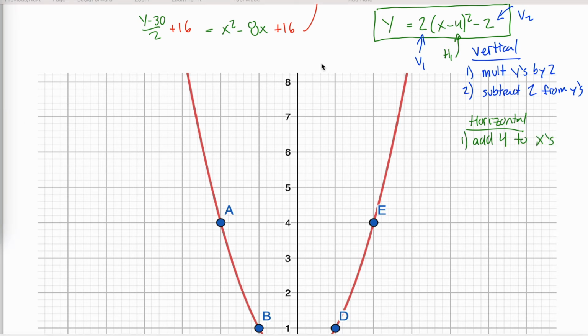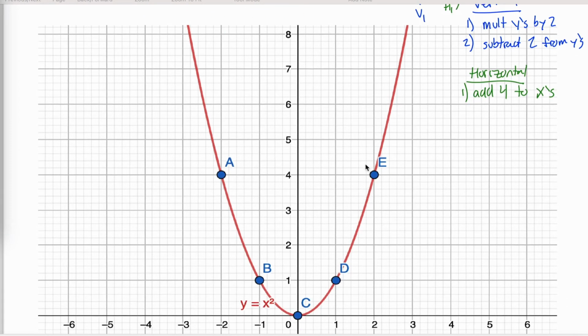Well, it doesn't matter if we apply the vertical transformations first or the horizontal transformations first, because there's two vertical transformations, I'm going to get those out of the way. I apply them by multiplying the y values by 2 and then subtracting 2 from that product. So these 2 points that have a y coordinate of 4, when I multiply them by 2, they move up to 8. And when I subtract 2, they end up at 6. So A and E, after the vertical transformations, will be at these two dots.